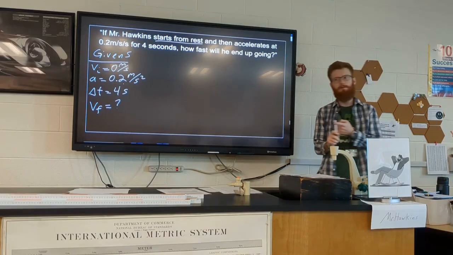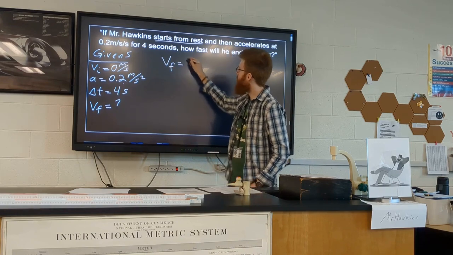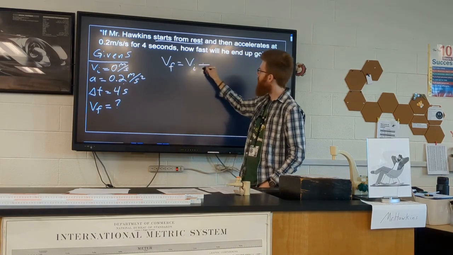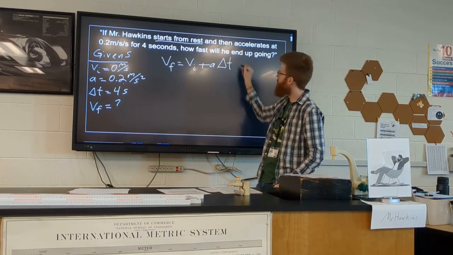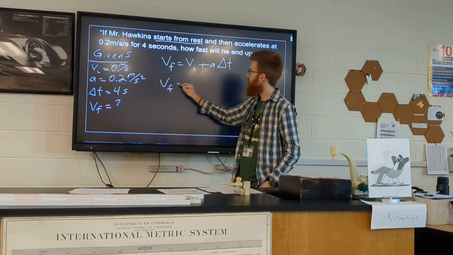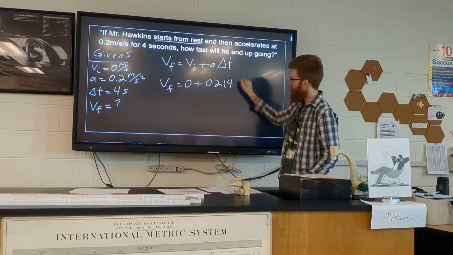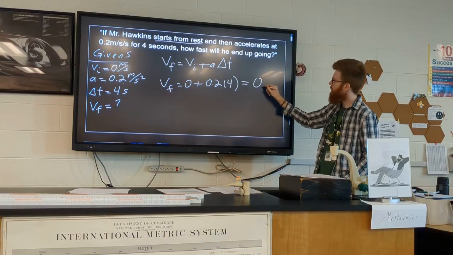Luckily, we got an equation yesterday that has all 4 of those things. We had final velocity is how fast we start, plus acceleration times time. So then I can just plug into that. 0 plus 0.2 times 4, giving us 0.8.